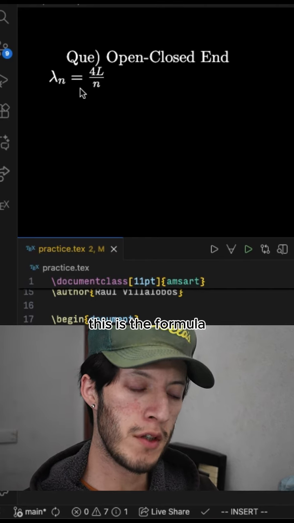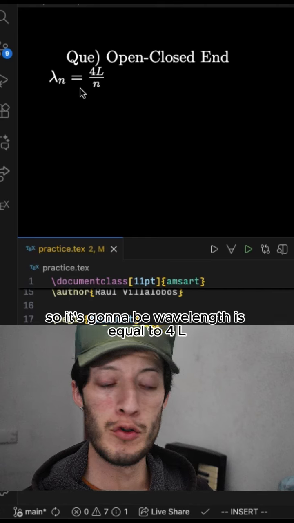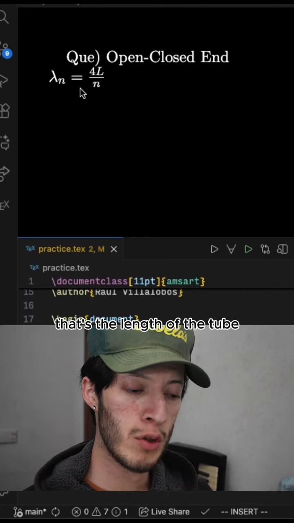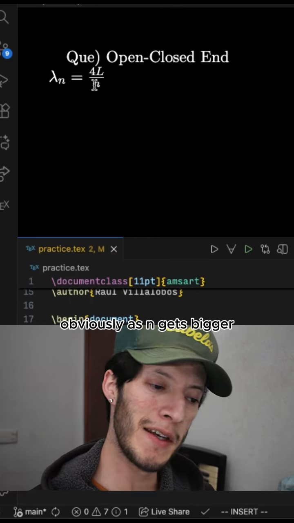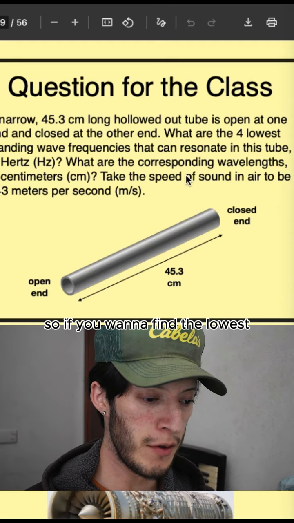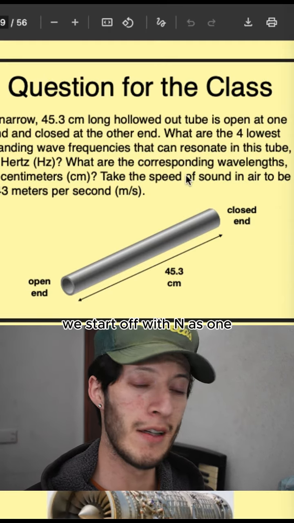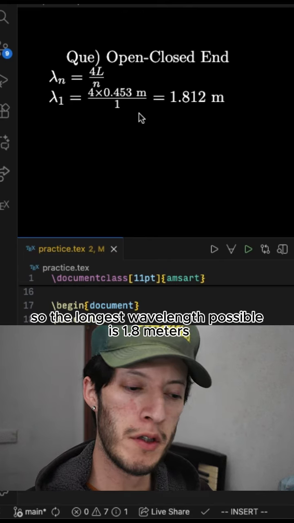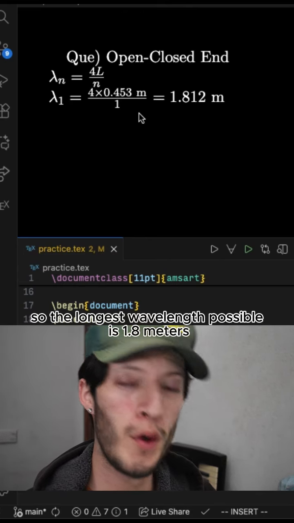This is the formula, so it's going to be wavelength is equal to 4L, that's the length of the tube, over N. Obviously, as N gets bigger, the wavelength itself gets smaller. So if we want to find the lowest, we start off with N as 1. So the longest wavelength possible is 1.8 meters.